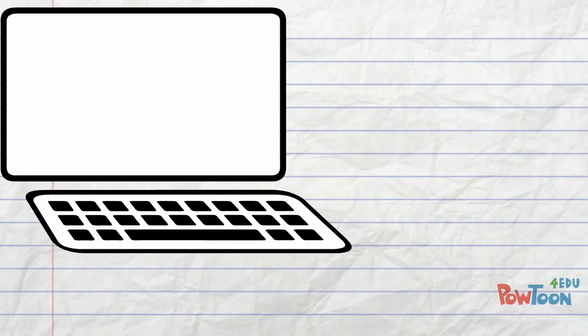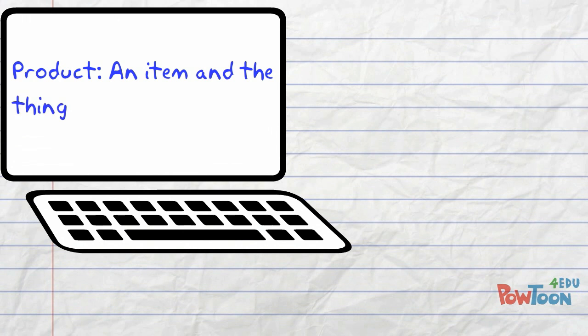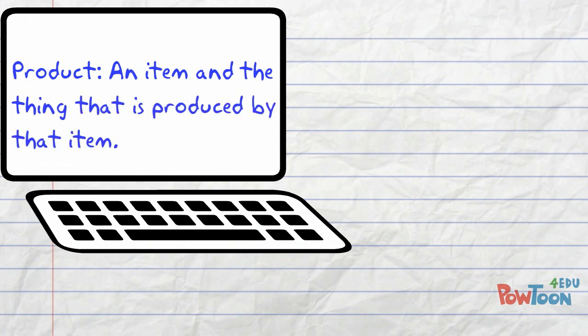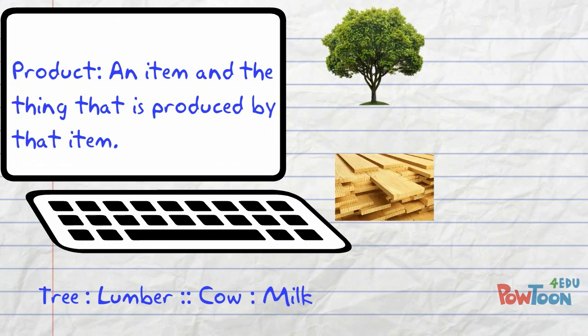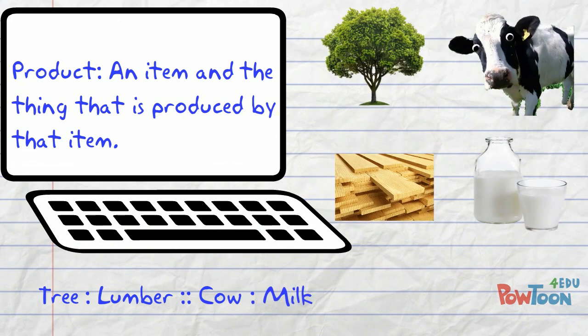The next kind of analogy we'll talk about is a product analogy, which is an item and the thing that is produced by that item. For example, tree is to lumber as cow is to milk. Lumber is produced from trees, and milk is produced from cows.